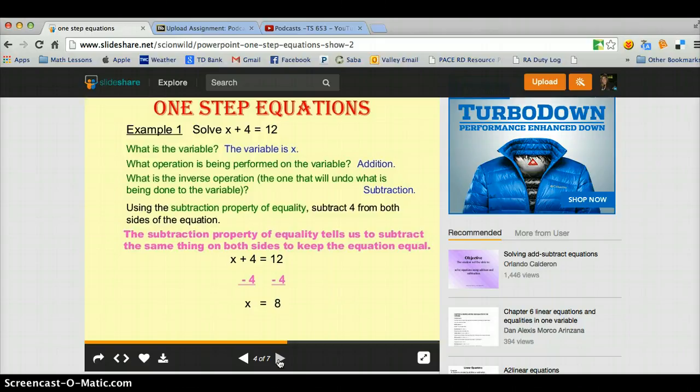Once you are done with that, cancel out the added 4 and subtracted 4, because that's 0, and you're left with x on the left side of the equation. Then you have 12 minus 4 on the right side, and you are left with 8, so x equals 8.